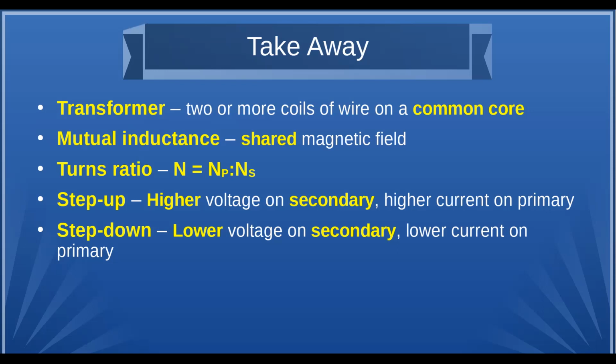So a step-up transformer has a higher voltage on the secondary and a lower current on the secondary, with a higher current on the primary. And a step down gives you a lower voltage on the secondary.